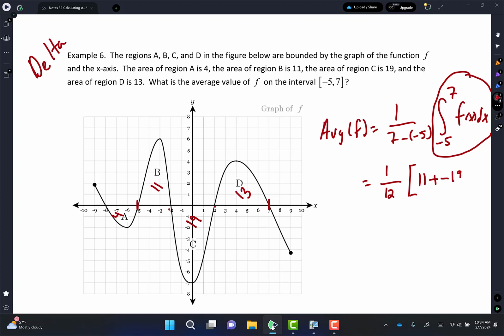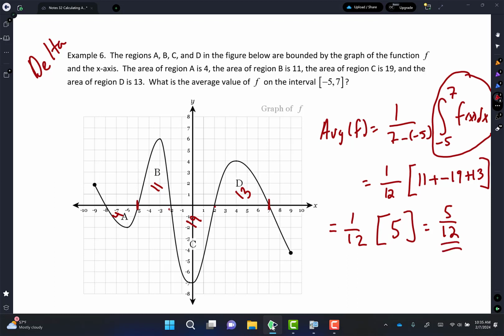Negative, so -19. I guess you could have written 11 minus 19. That's fine. And then from 2 to 7, it is 13. Close my bracket. So let's see what we got. 1/12 bracket. 11 minus 19, that's -8. And then -8 plus 13. So 13, 8, 9, 10, 11, 12, 13. Is that 5? So 5 times 1/12, positive 5, yeah. So 5/12.